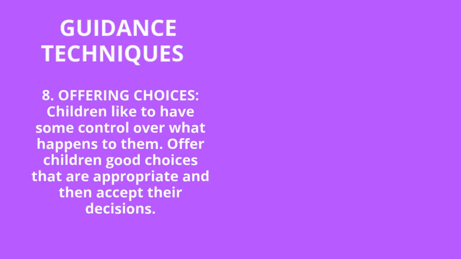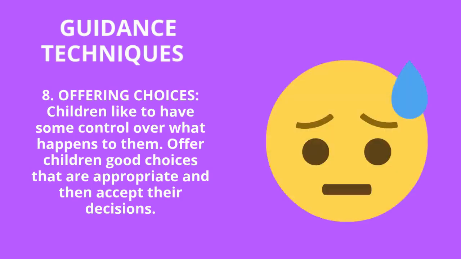Offering choices. Children, like adults, like to have some control over what happens to them. Offer children good choices that are appropriate and then accept their decision. Acceptable outlets for expressing feelings. Children need to express strong feelings, but help them find safe ways to do this.